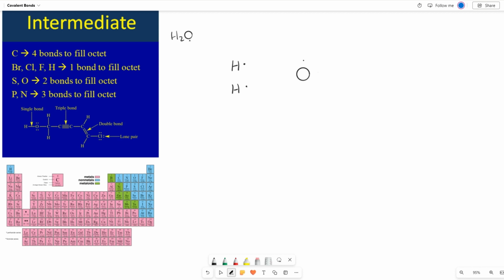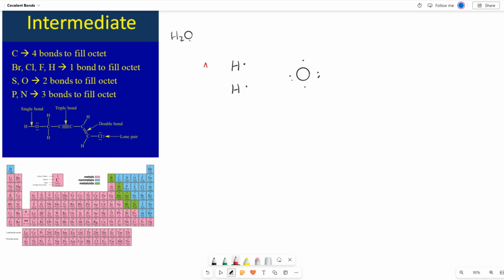Put 1 on each side first, and then you can start to double them up. So I'll double 1 up here and double 1 up here. And what you then do is take a look at how many bonds each atom is going to want to make.